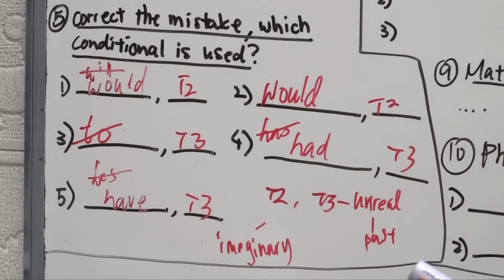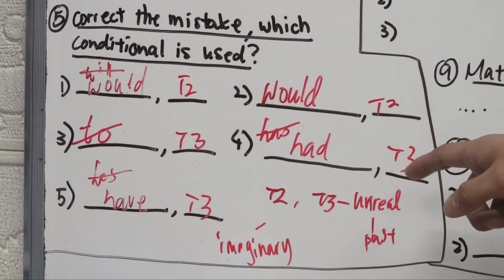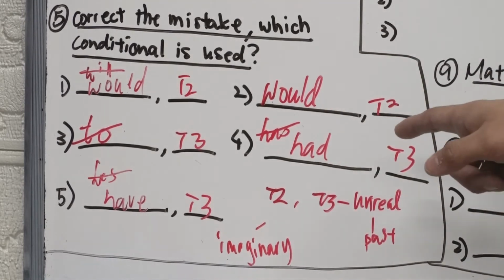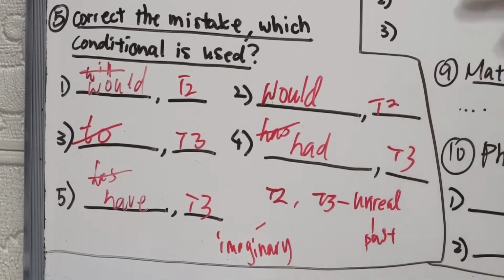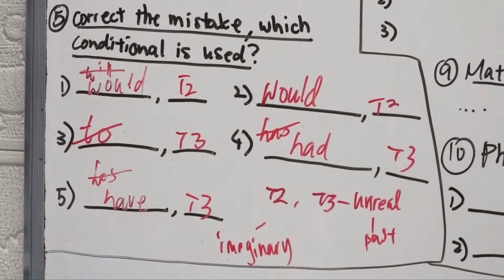3, 4, and 5 is type 3 because of the structure, right? Had read, hadn't been, okay? In the if clause, past perfect. And then in the main clause is might have understood, right? Past participle. Have bought. And then last one is have gone, okay? Very easy. Understand? Okay, very good.